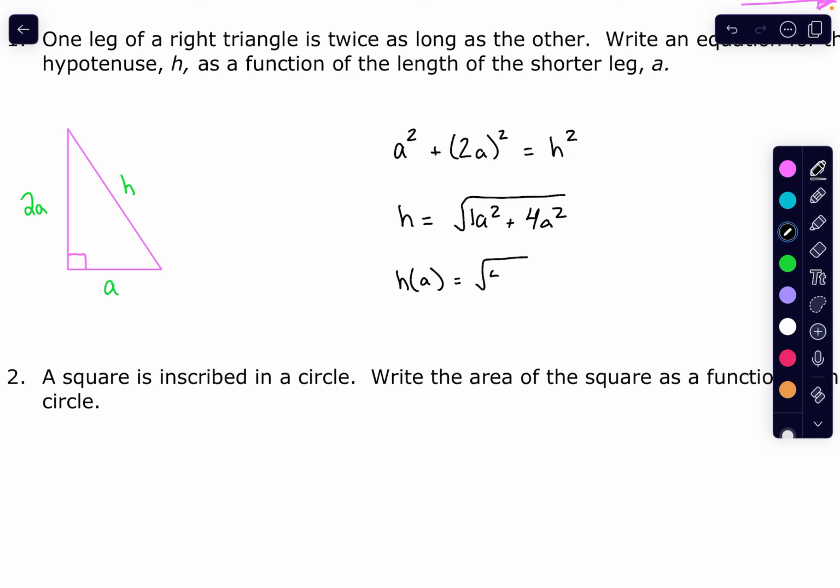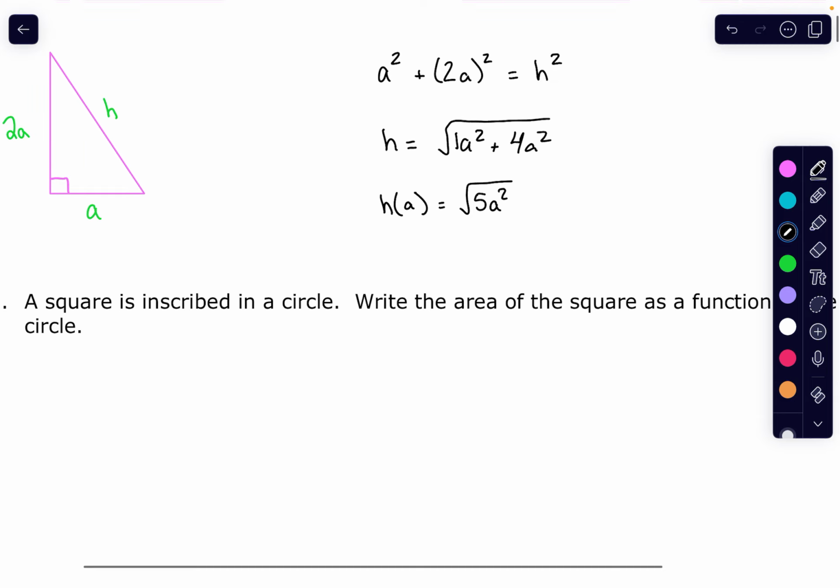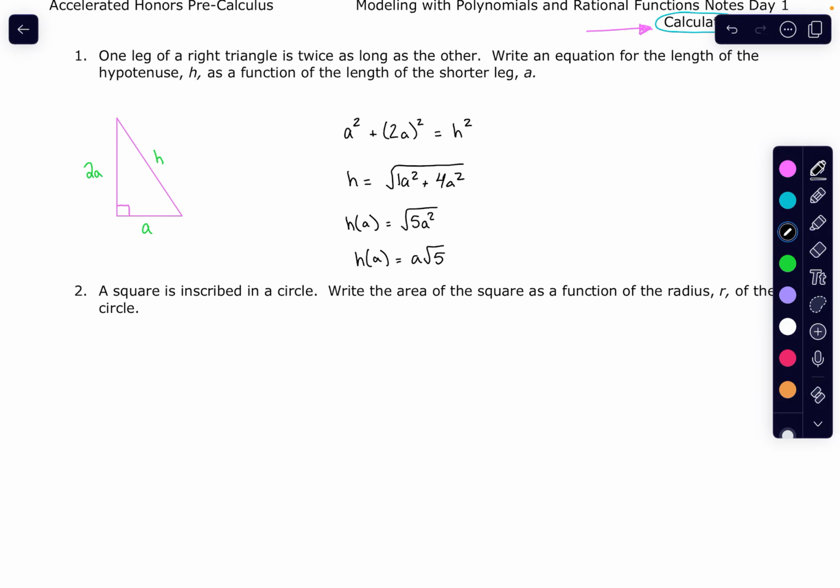And we get the square root of 5a squared. You might notice here that there's an a squared under the square root, which you can simplify since this is a product. So if you would like, you can also write your function like this. And we have answered our question. Let's rock and roll on to question 2, another geometry one.